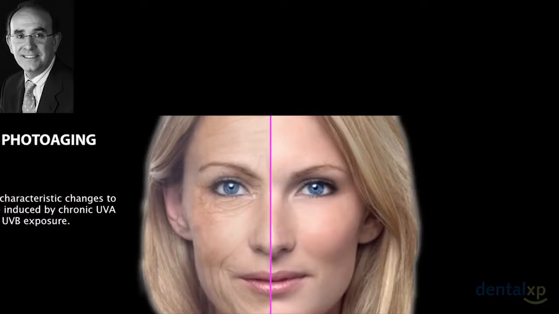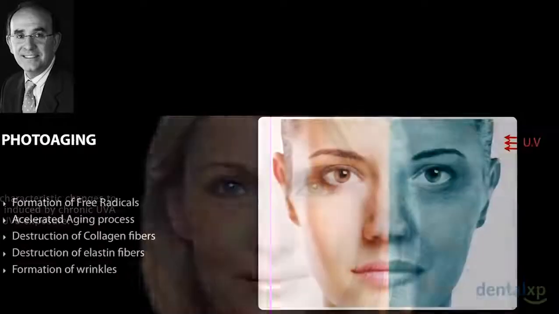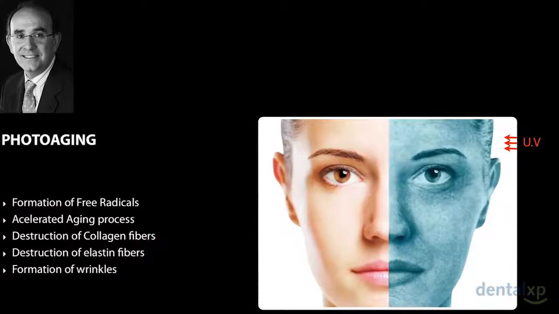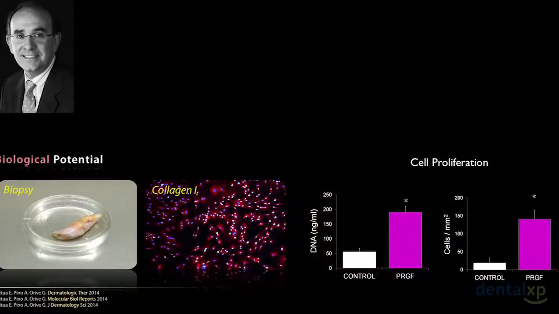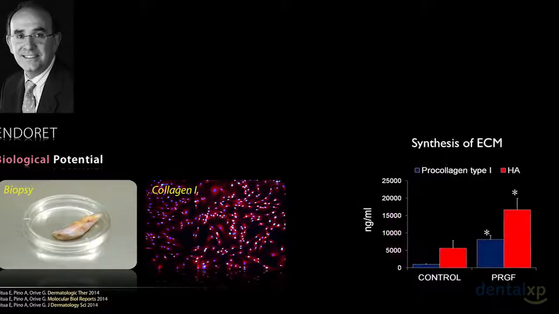Why? To analyze what happened with the photoaging. Because the sun destroyed many things. There are important signs and symptoms of the photoaging, including the formation of the wrinkles, the free radicals, and the destruction of the collagen and the elastin fibers. In the lab, we do a lot of research to observe the cell proliferation and also to analyze the synthesis of the procollagen and the hyaluronic acid.